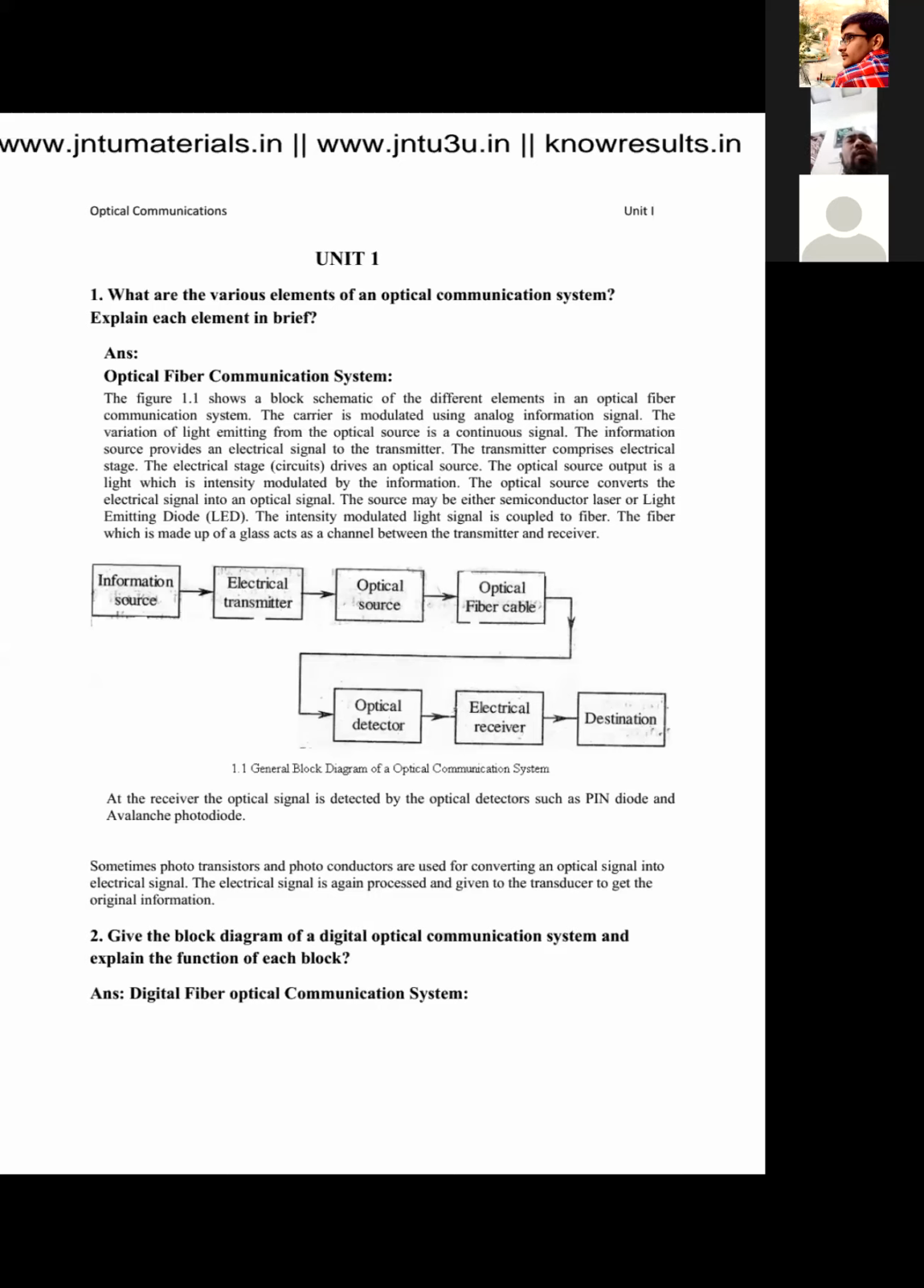Photodiode, what is the example for a photodiode? PIN diode or avalanche photodiode. What are the optical detectors you are going to use here? You can use either a PIN diode or an avalanche photodiode. Now, your optical signal is converted back into an electrical signal at the receiver, which is received at the destination. I hope you understood this.